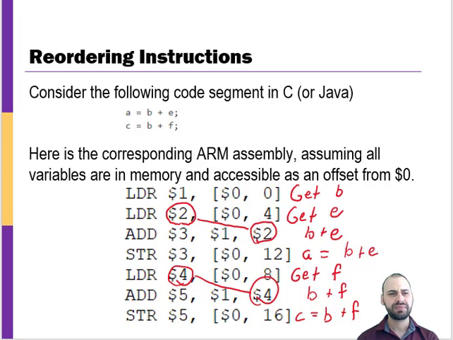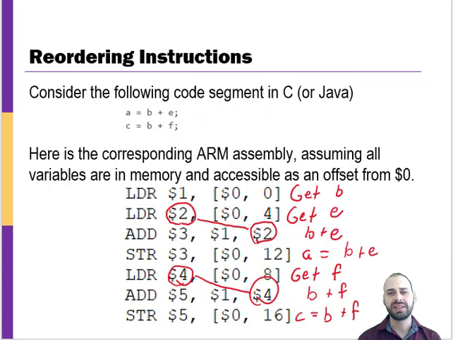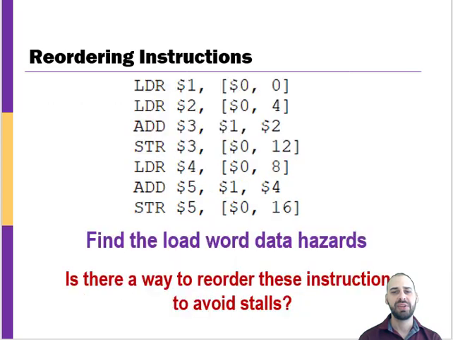Now, ideally, we look back at this and ask the question: can we reorder this in such a way that we avoid having to stall the pipeline? Is there a way that we can look at something like this and do it in a slightly different order, such that we avoid having to stall the pipeline?